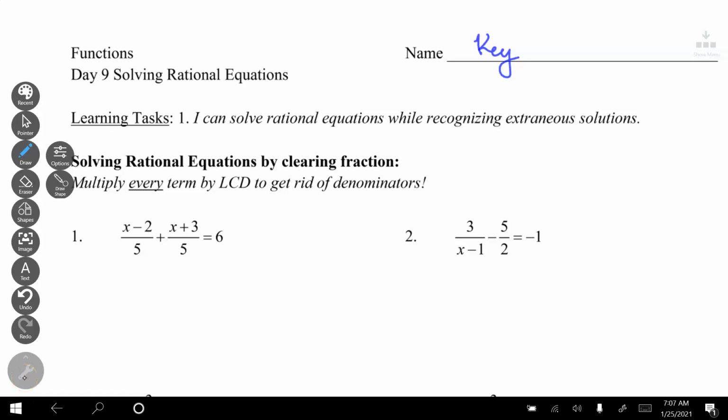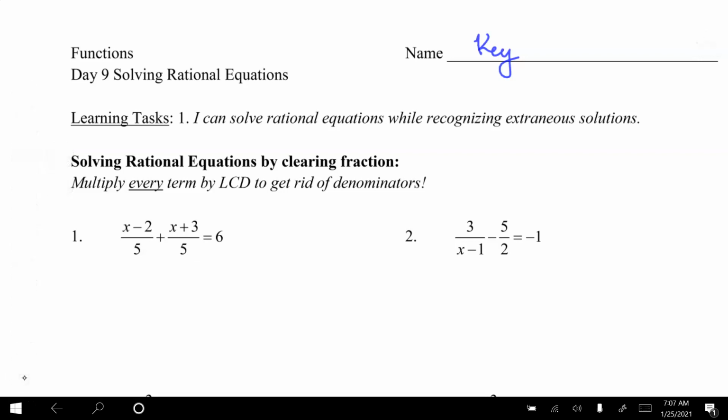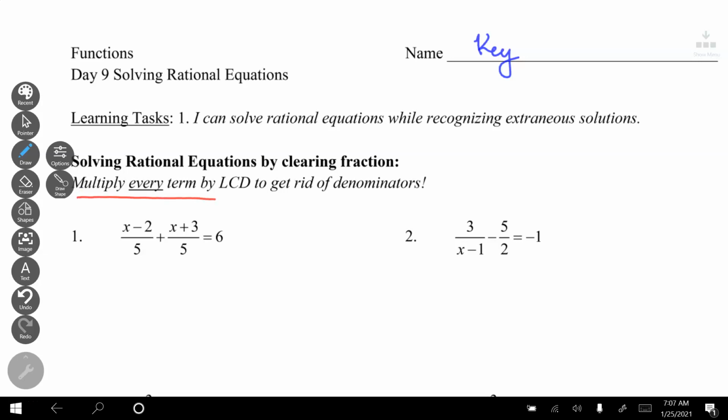Okay, welcome to day 9, solving rational equations. What we're going to do is take these rational equations, the functions that we've been working with the last day, and we're going to solve equations. Well, the one thing, no one really likes to work with fractions, so one way to work around this is to multiply every term by some sort of common denominator. We try to do the least common denominator to get rid of the denominators.